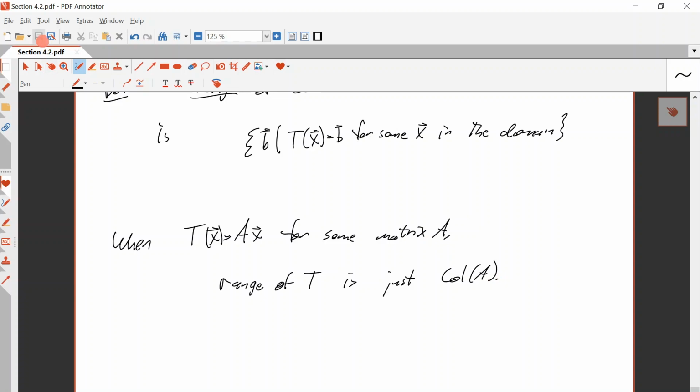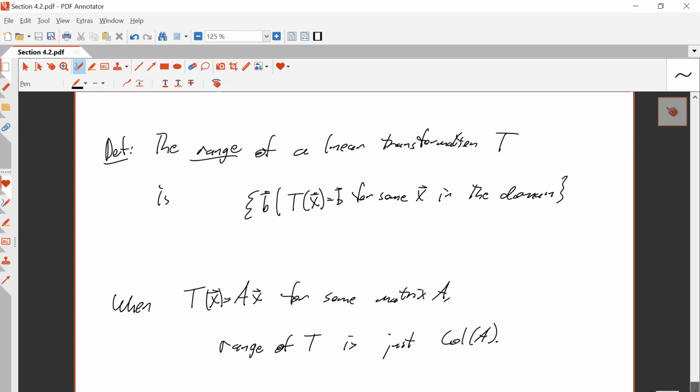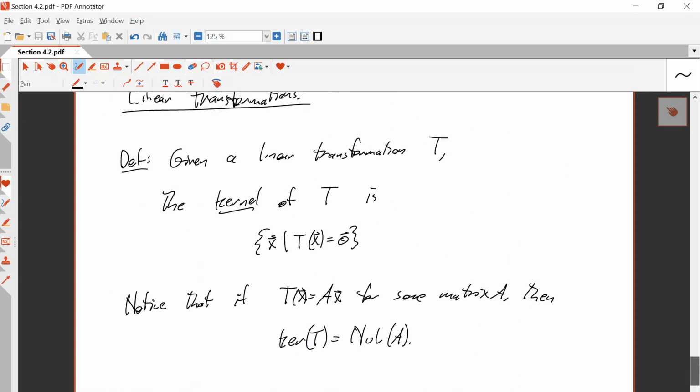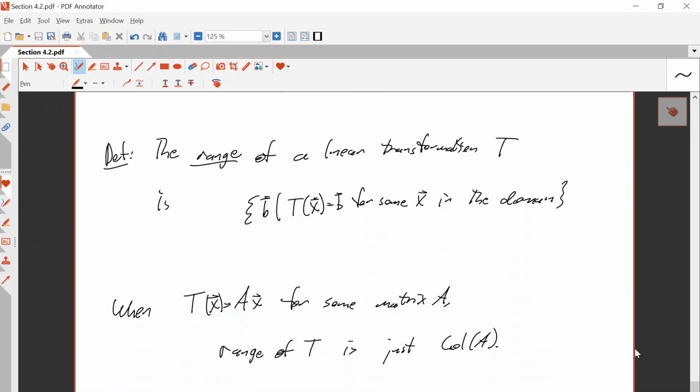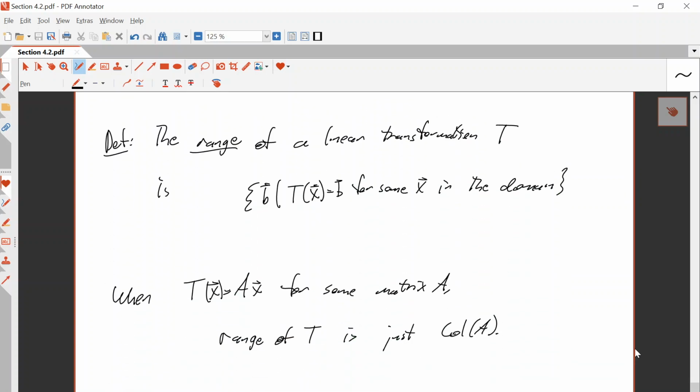Okay, so there's a terminology in terms of linear transformations for null space and column space. Okay, and they're important ideas, so we take this time to go over them carefully. Okay, that is the lecture for section 4.2.